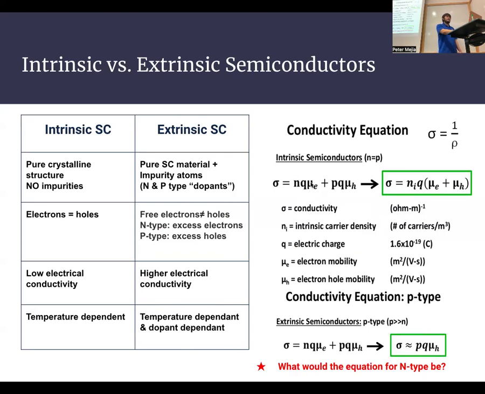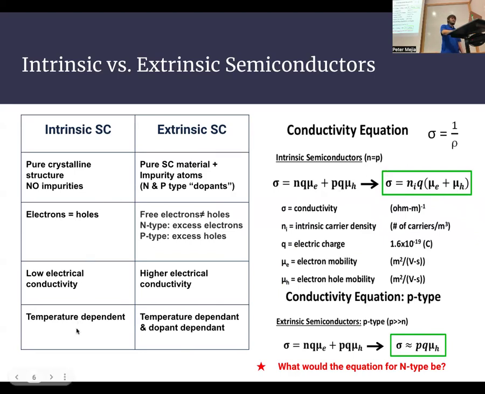For this one, we simplified the equation. In the first one, we have N and P, where N is the number of electrons and P is the number of holes. Since they're equal, we can represent both as n sub i. Then you do a little algebra, put it in parentheses and keep the rest, because the q is also the same, just the charge of 1 electron.